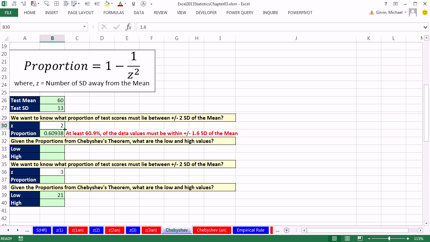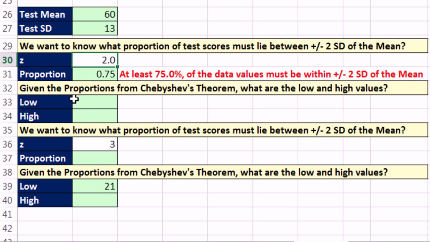We're being tricked by number formatting. I can see up in the formula bar it says 1.6. I'm going to increase the decimals. But now I'm going to keep this 2. So 75% plus or minus 2 standard deviations. Now let's figure out the low and high.